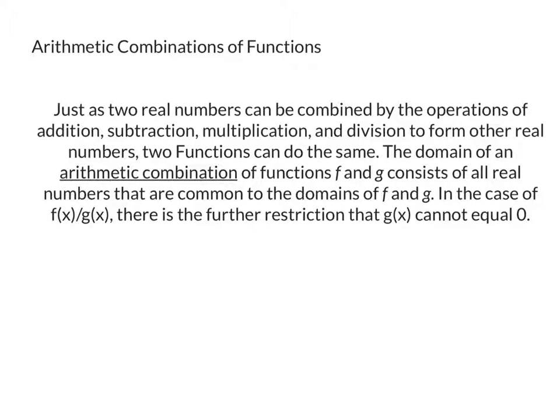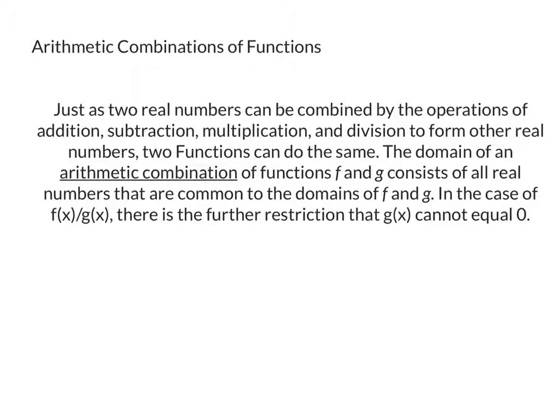So, arithmetic combinations of functions. Just as two real numbers can be combined by the operations of addition, subtraction, multiplication, and division to form other real numbers, two functions can do the same. The domain of an arithmetic combination of functions f and g consists of all real numbers that are common to the domains of f and g. In the case of f of x divided by g of x, there is the further restriction that g of x cannot equal 0.